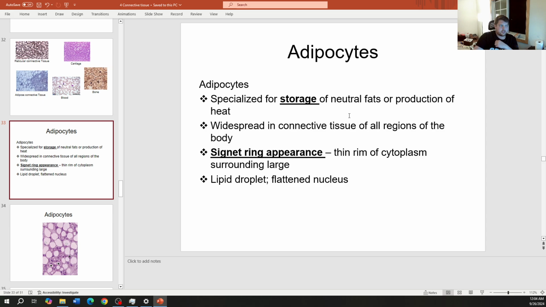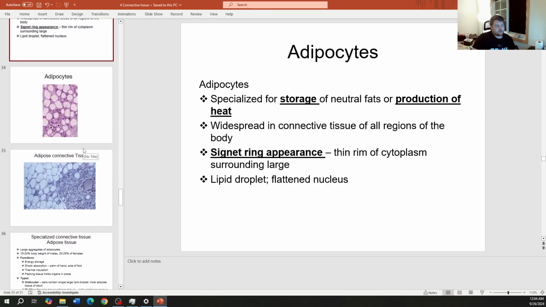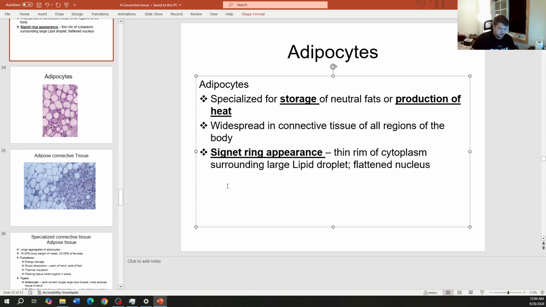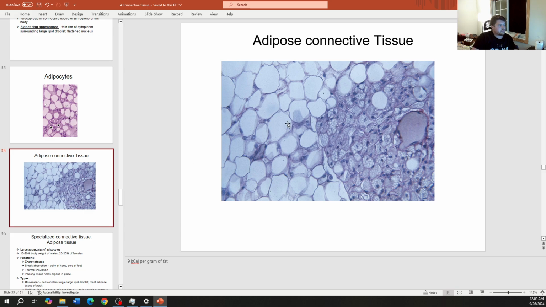Adipocytes, or fat cells, are responsible for storage of fats or for production of heat. So storage, production of heat. We're going to remember those two things. It's widespread in connective tissue of all regions of the body. We have what's called a signet ring appearance, a thin rim of cytoplasm surrounding a large lipid drop with a flattened nucleus right there. Nucleus, super thin layer, lipid drop in the middle. Those are our adipocytes, all these guys.